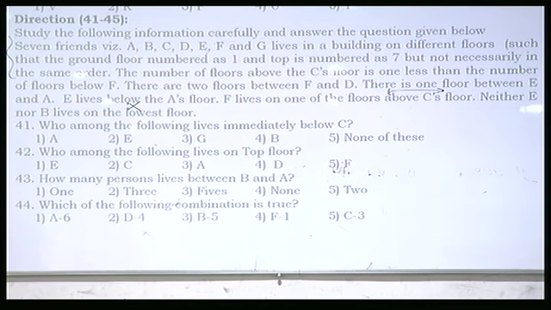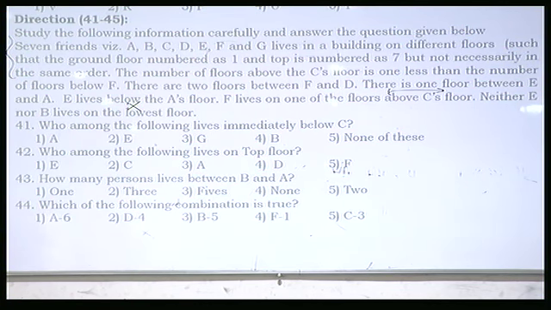If above F there is 1, below this person there will be 2. Number of floors above C: if above C there is 1, then below C there must be 2 floors. The number of floors above C is 1 fewer than the number of floors below F.